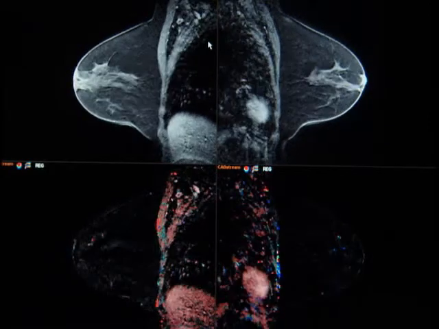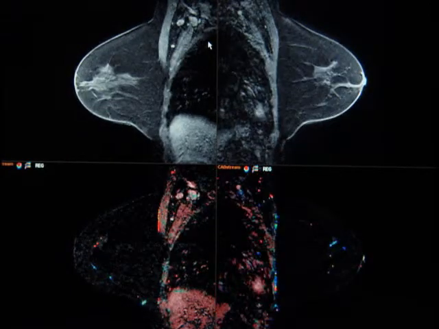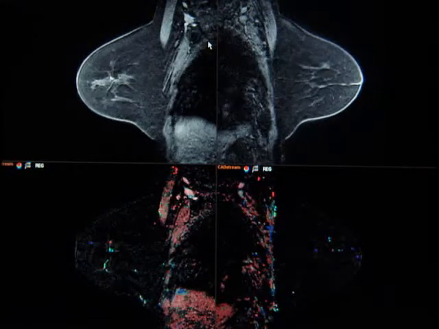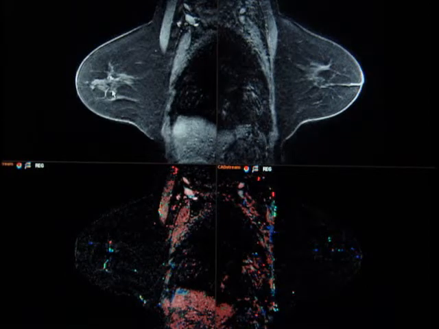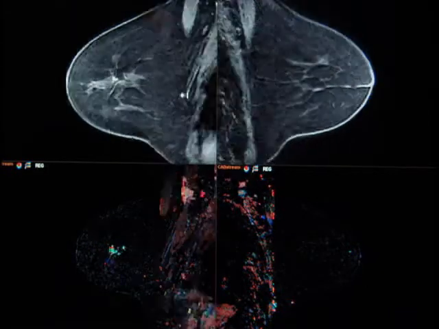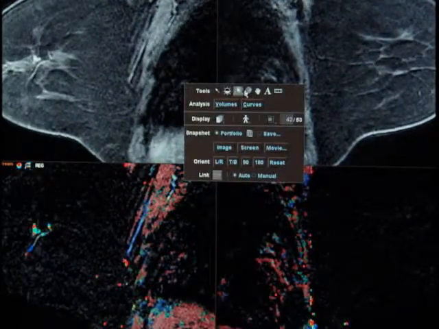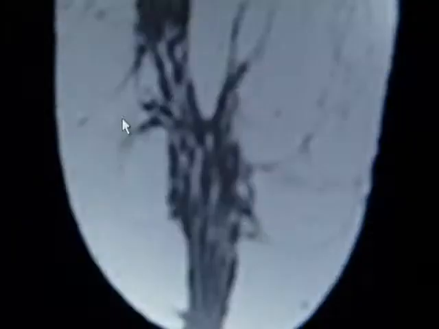As we navigate through, you see again there's just nothing of significance enhancing until we get to this small lesion right here. We can enlarge that, try and get a look at it. Now it does demonstrate some high threshold enhancement kinetics and some degree of washout, but we also see that it's got a very smooth contour to it, and there's some suggestion of a reniform shape.